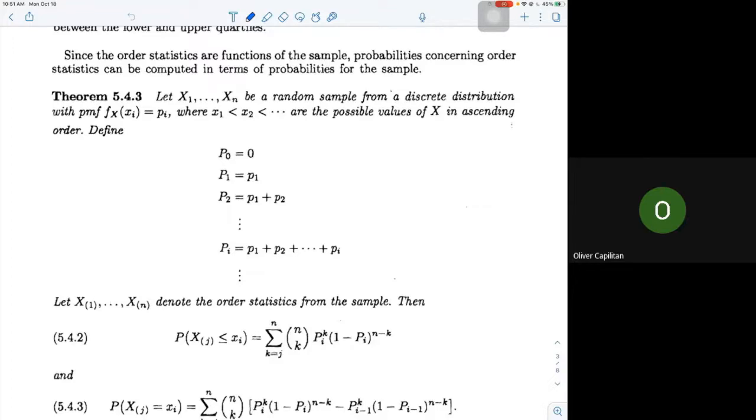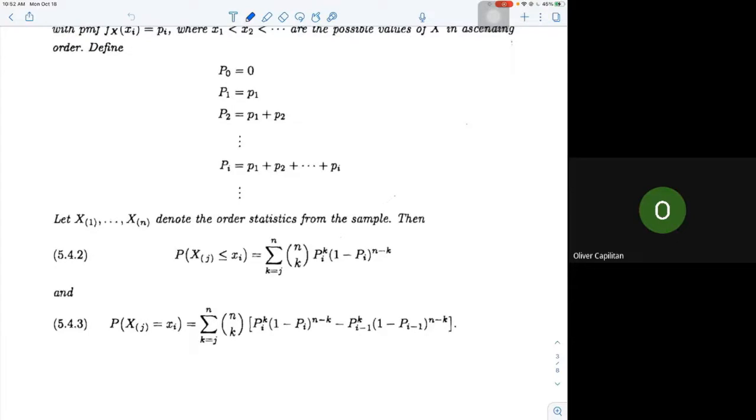Then we define capital P sub 0 to be equal to 0, P sub 1 to be small p sub 1, then capital P sub 2 to be the sum p sub 1 plus p sub 2, and so on and so forth. The capital P sub i will be equal to the sum of these small probabilities, p sub 1, p sub 2, up to p sub i. Having a random sample, X sub 1 up to X sub n, we denote the order statistics X sub (1), and so on and so forth, to X sub (n), based on our sample.